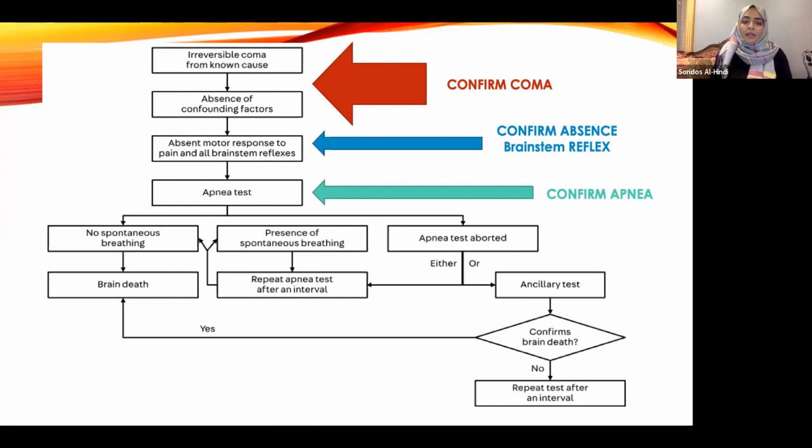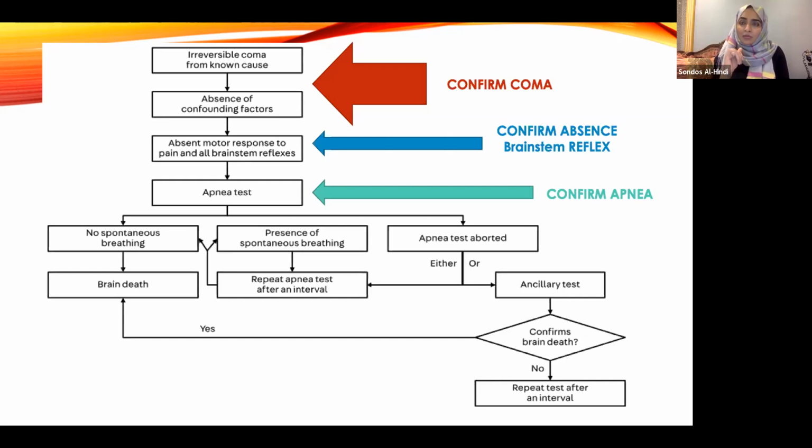So again, there are basically 3 steps for you to confirm a patient has brain death or is dead technically. First, confirm the patient is in coma by knowing your history and the absence of confounding factors. Then confirm the absence of brainstem reflexes. After all, some people skip a few. So you should not skip any brainstem reflexes, including the caloric test.